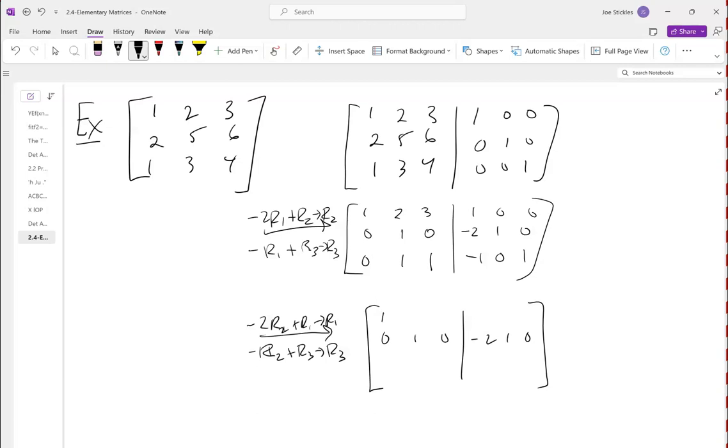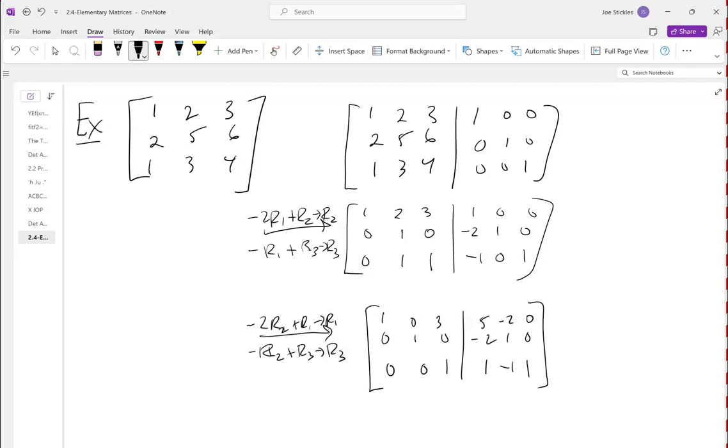Row 1 becomes 1, 0, 3, 5, negative 2, 0. Row 3 becomes 0, 0, 1, and then what? 1, negative 1, 1? Again, assuming I've done my arithmetic correctly. So far, so good with the process?